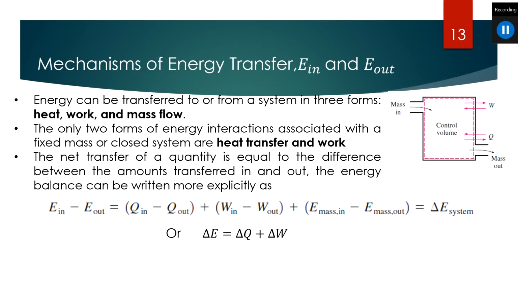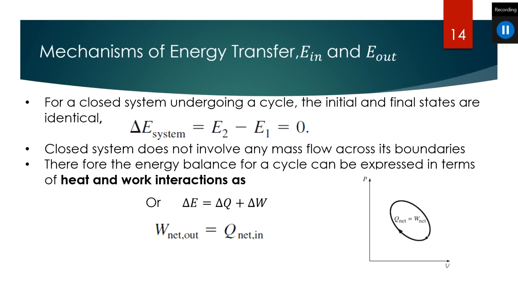When we say that it is a closed system, E mass in minus E mass out becomes 0. So delta E, the total energy change, is equal to delta Q plus delta W only. For a closed system undergoing a cycle, delta E of the system becomes 0, that is E2 minus E1 becomes 0. That means a closed system does not involve any mass flow across its boundaries. Therefore, the energy balance for a cycle can be expressed in terms of heat and work interactions only.